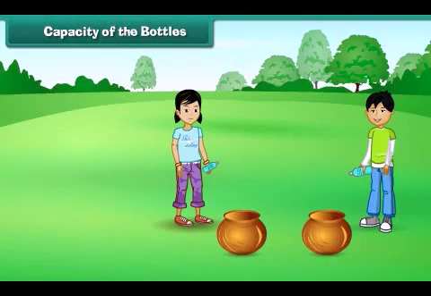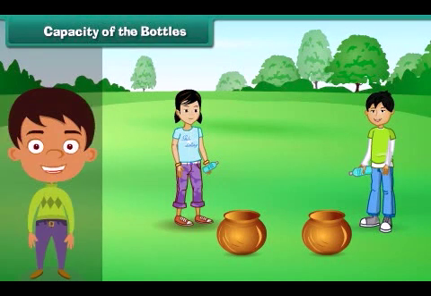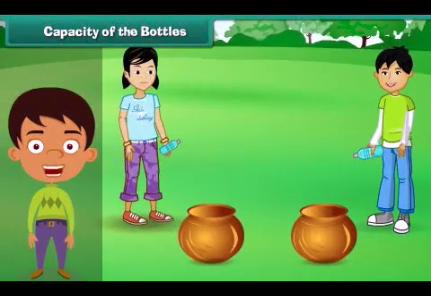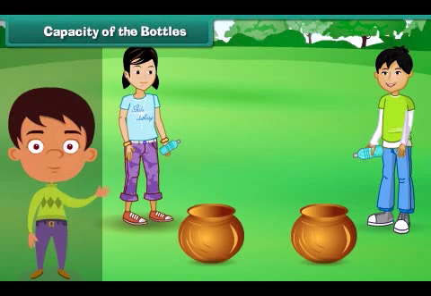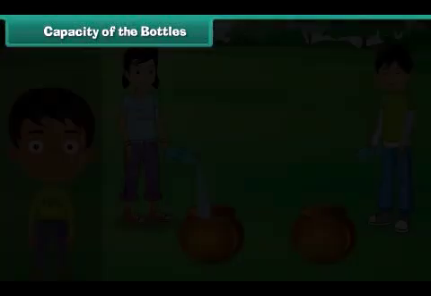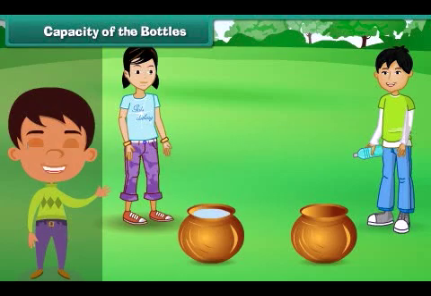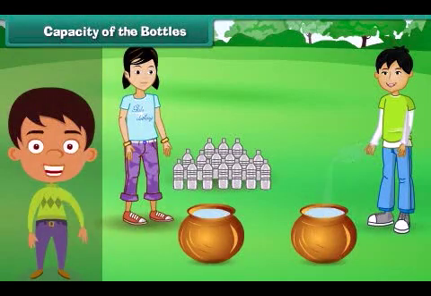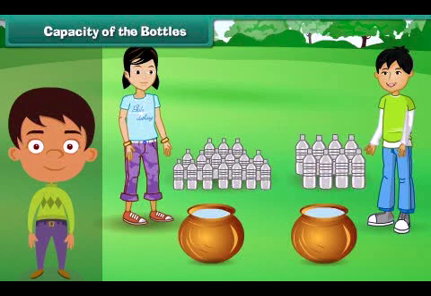Capacity of the bottles. There are 2 pots of same size. Naima and Naseem have to fill each pot with colored water. They use their own bottles to fill the pots. Naima's pot gets filled with 16 bottles of water, while Naseem's pot gets filled with 8 bottles of water. We can say that Naima's bottle can hold half times as much water as Naseem's bottle.